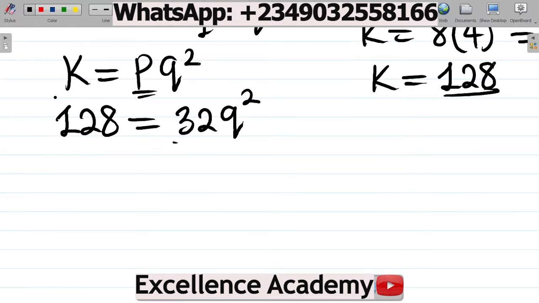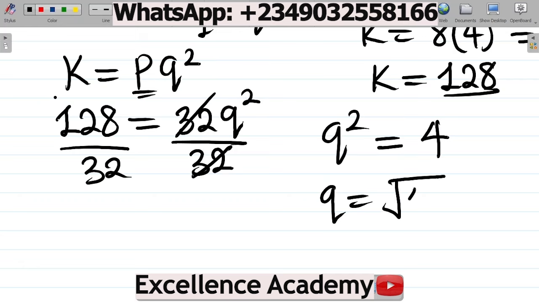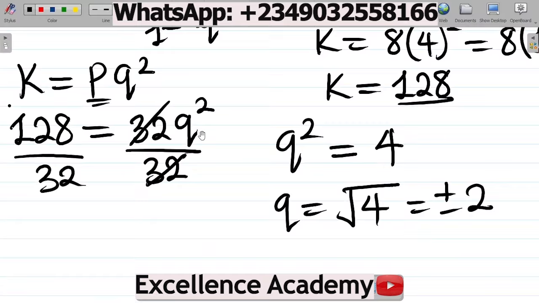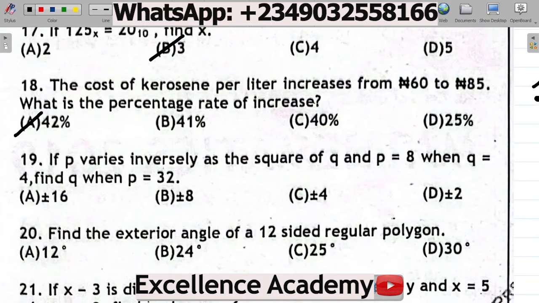To find the value of Q, divide here by 32, divide here by 32. This cancels this. So we have that Q squared is equal to 128 divided by 32. That will give you 4. So Q will be equal to the square root of 4, which is equal to plus or minus 2. And that is option D. So option D, plus or minus 2, is the correct answer.